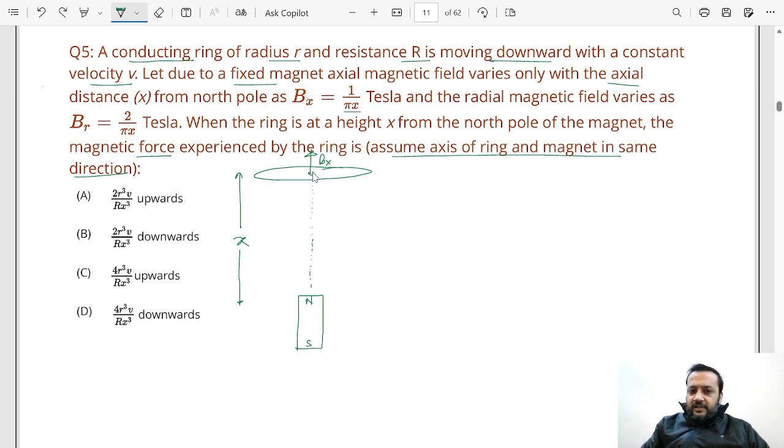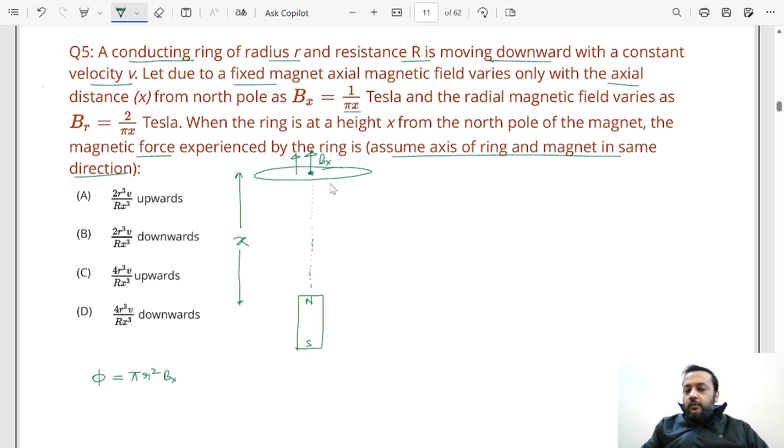Now first let's talk about the effect of the axial field. So see, the axial field will be in this direction, along the axis. So the flux in this ring can be written as how much? Pi r square into this magnetic axial field, because the axial field is parallel to the area vector of the ring. If this is the area vector of the ring, then the flux is pi r square into Bx. This is the direction of the axial field.